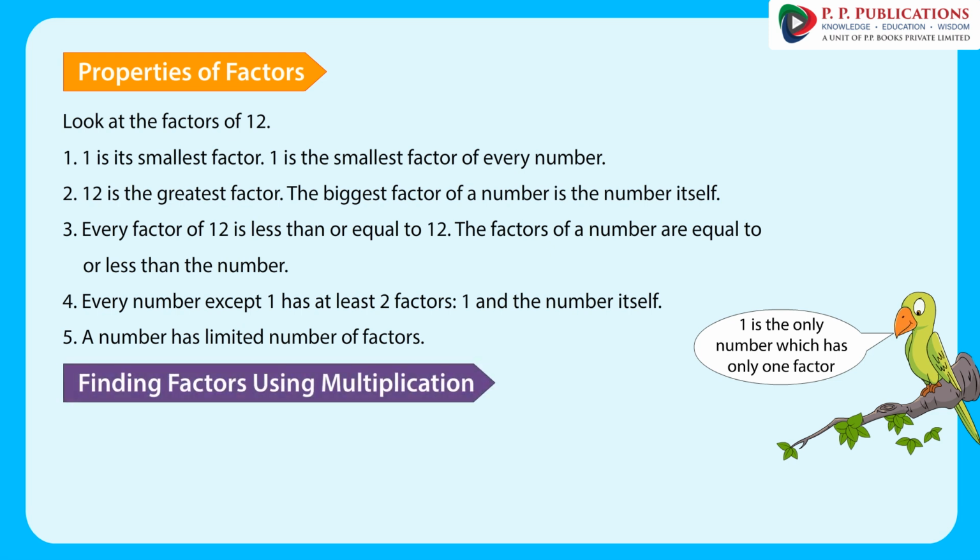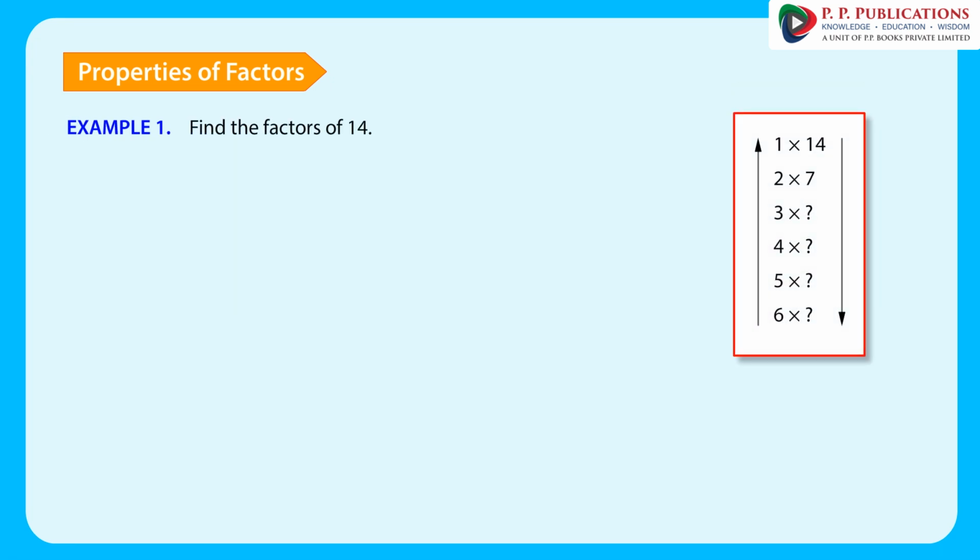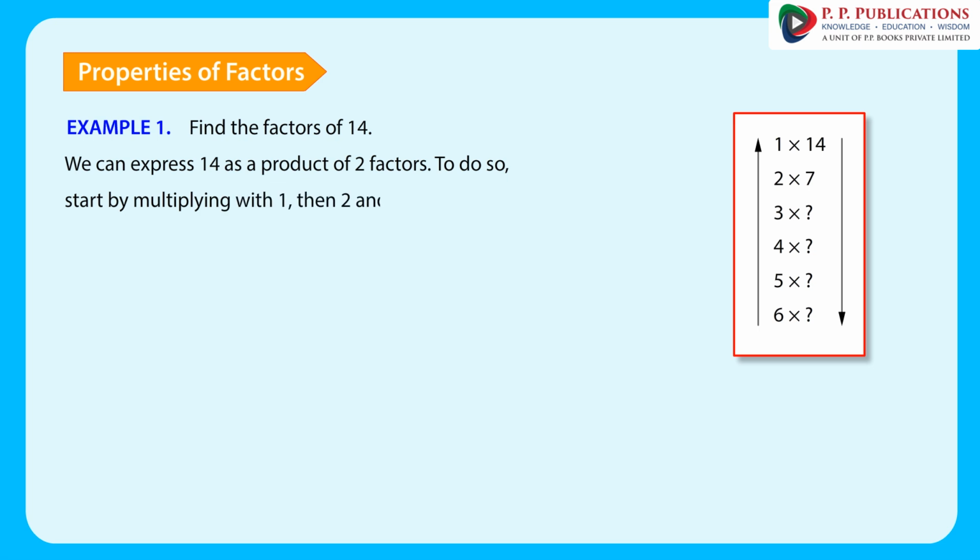Finding factors using multiplication. We can find factors of a number by multiplication. Example 1. Find the factors of 14. We can express 14 as a product of 2 factors. To do so, start by multiplying with 1, then 2, and continue finding the factors.